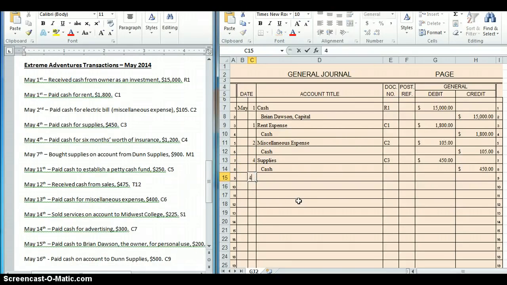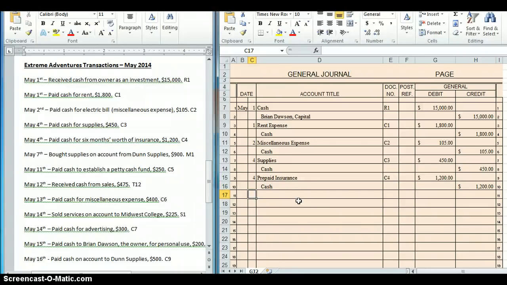So May 4th, prepaid insurance, C4, $1,200. Cash, $1,200.